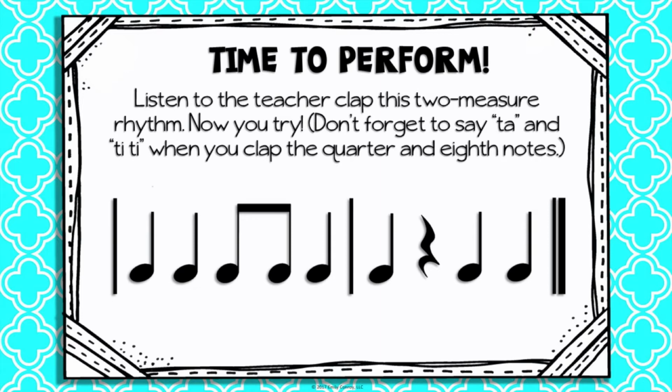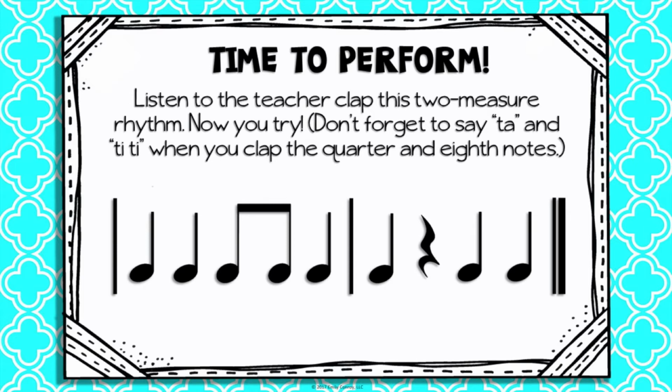Now, let's perform this rhythm together. We're going to clap when we see the quarter notes, those are the ones that have one ball and stick. We're going to say ta. When we see those eighth notes, those are the two notes that are kind of stuck together, we're going to say ti. So listen one time, I'm going to perform the entire piece and then you can perform it after me. Okay, here I go from the beginning. Ready, go. Ta, ta, ti, ta, ta, ta, ta.